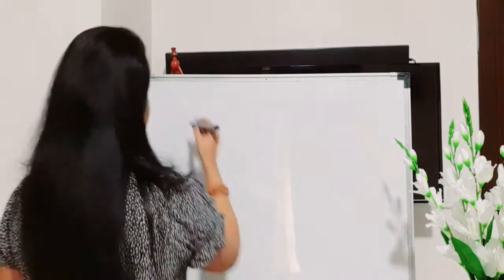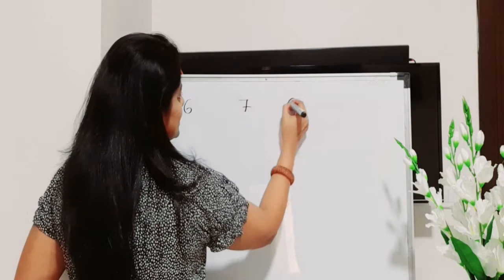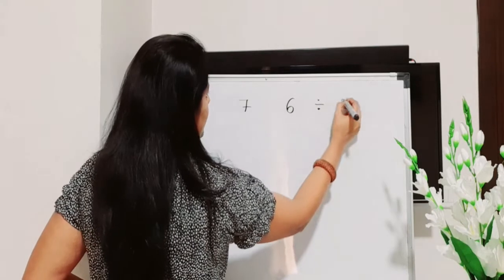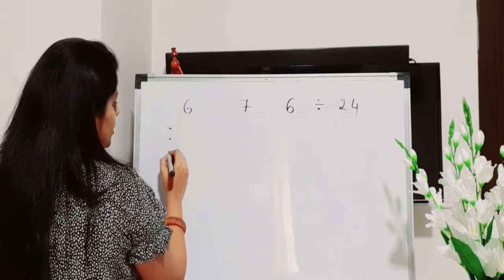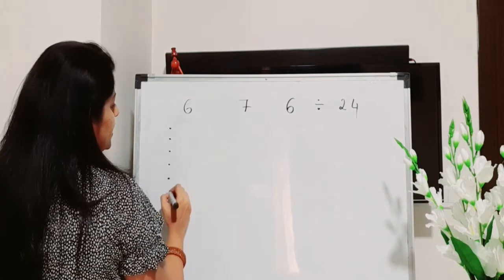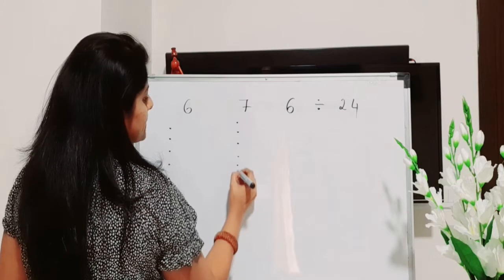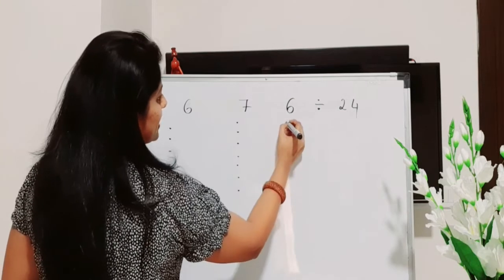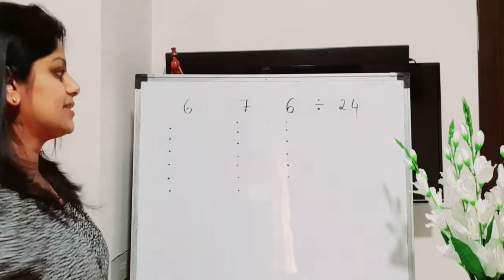So our very first question is 676 divided by 24. So let's see how to solve it. 676 divided by 24. So we all know the first step is to draw the number of dots. So for 6 we'll draw 6 dots. For 7 we'll draw 7 dots. And for 6 again we'll draw 6 dots. Correct? So first step is over.